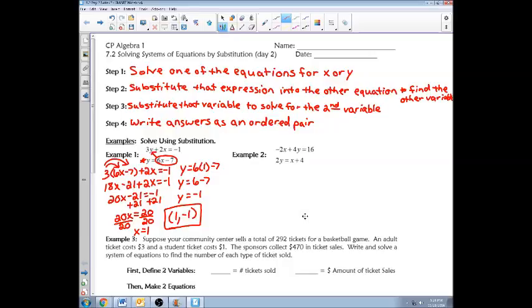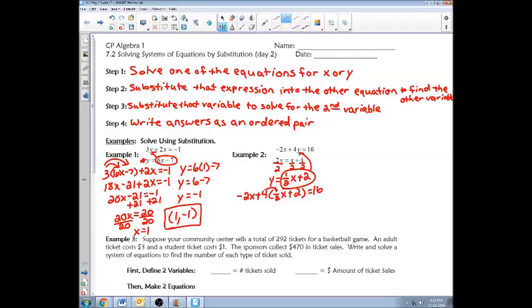Example 2, I do not have either equation solved for one of my variables, but I do have 2y equals x plus 4. Since I have the 2y by itself, if I just go ahead and divide by 2 all the way through, I'll end up with y equals 1/2 x plus 2. Now that I have that, I can take this part, plug it in for that y, so I'll end up with negative 2x plus 4 times (1/2 x plus 2) is equal to 16.